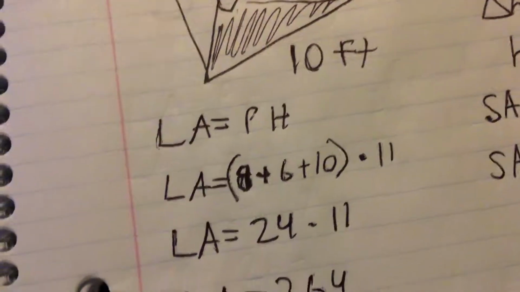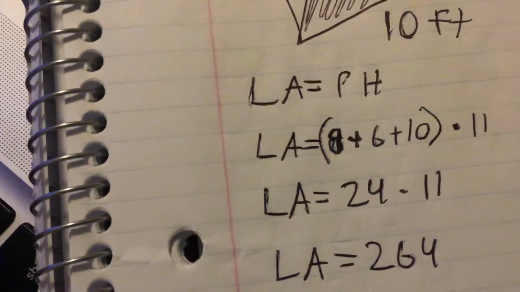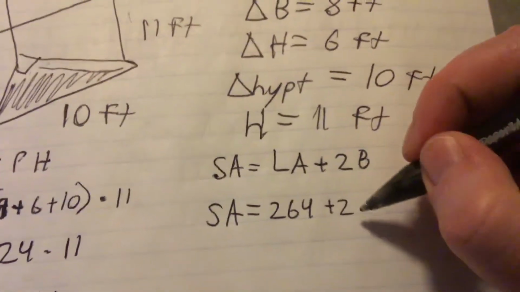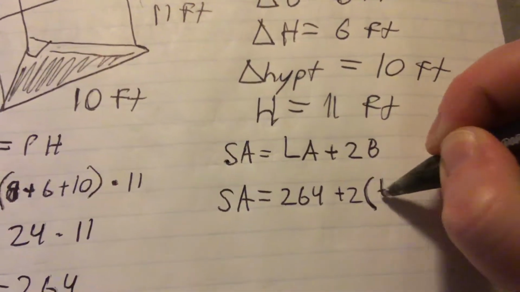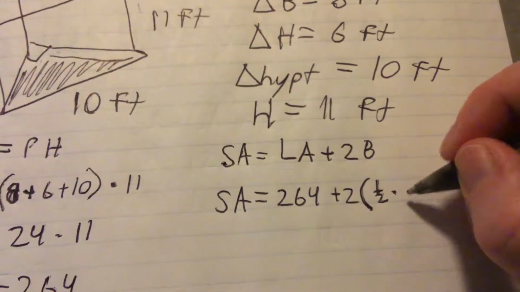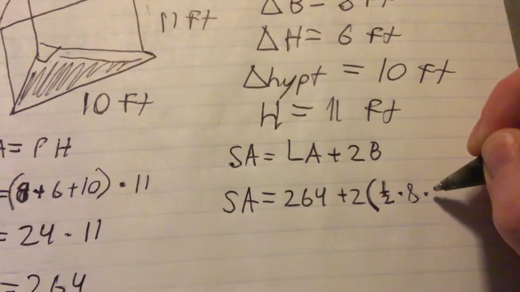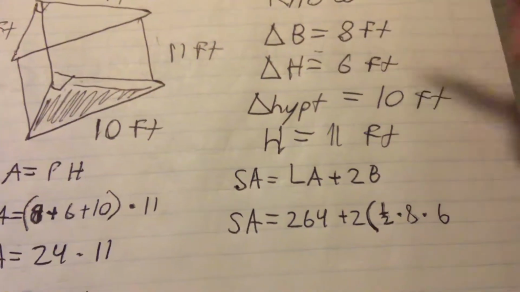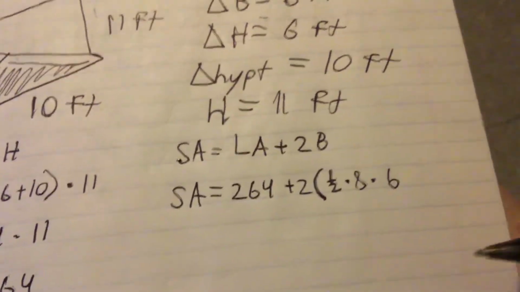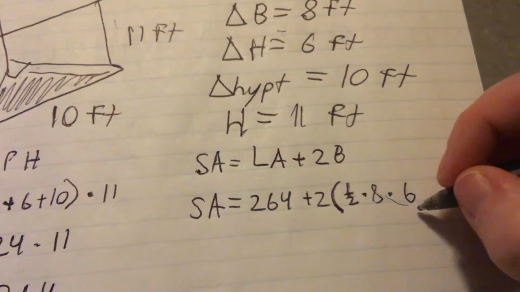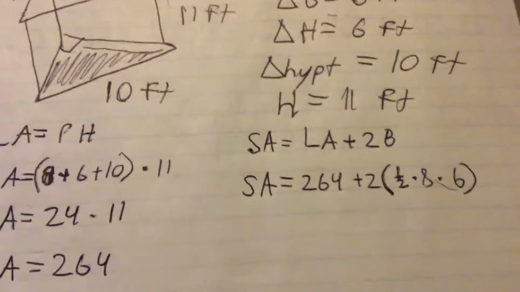Right. Yes, okay. 2, opening parentheses, 1/2 because it's a triangle, and then times 8 times 6 because it is base times height. Sorry, not base times height. Yeah, base times height. Close that in.